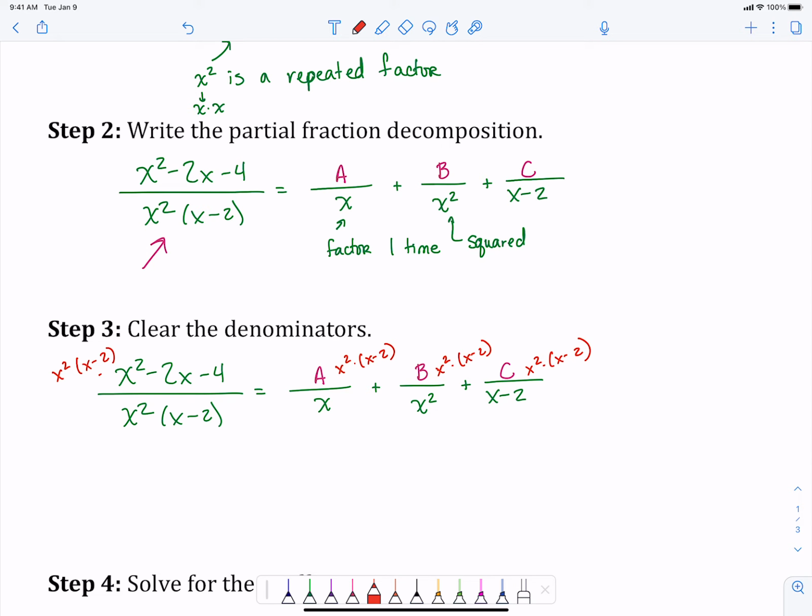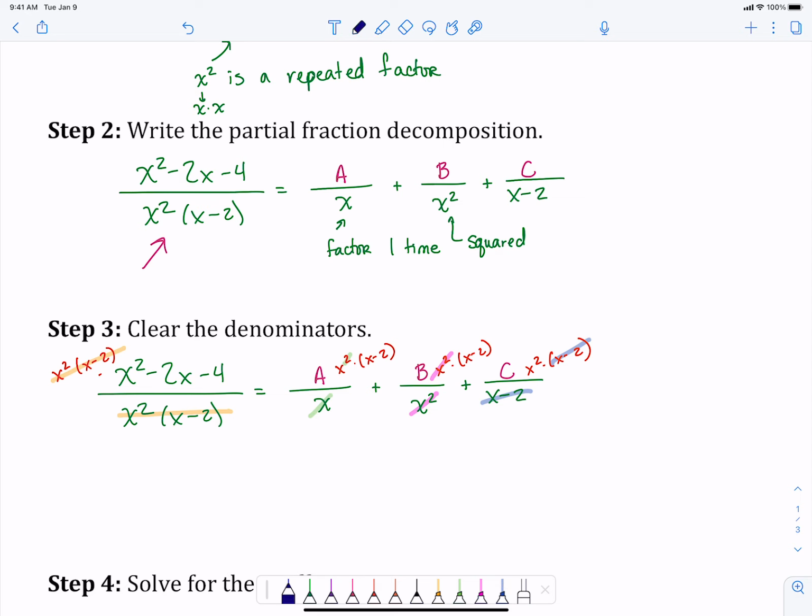So for each of our terms, things are going to cancel so that our denominator fractions cancel. And on our left-hand side, our fractions will cancel completely. And here on our right-hand side, one of those x's is going to cancel with our 1x on the bottom. Here our x squared is going to cancel with our x squared. And here our x minus 2 is going to cancel with our x minus 2.